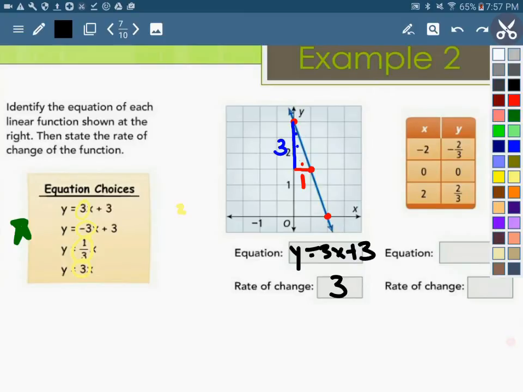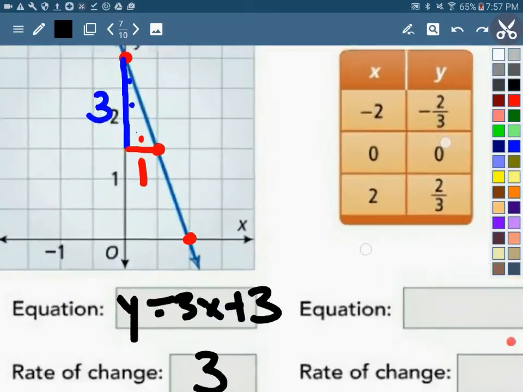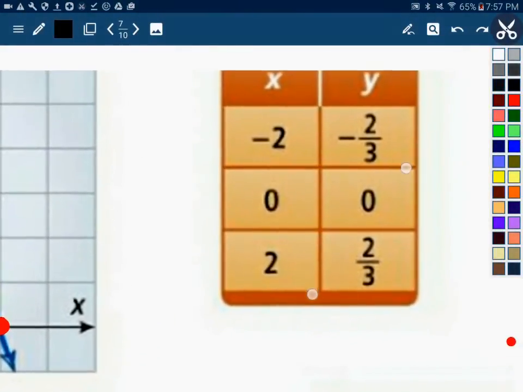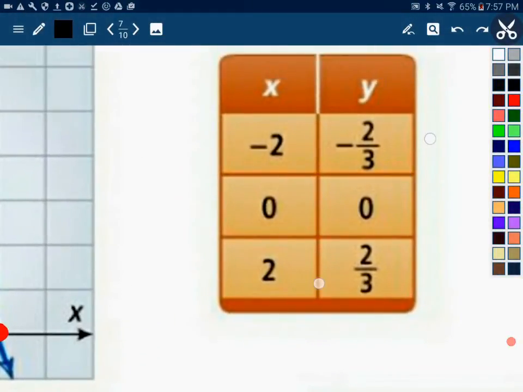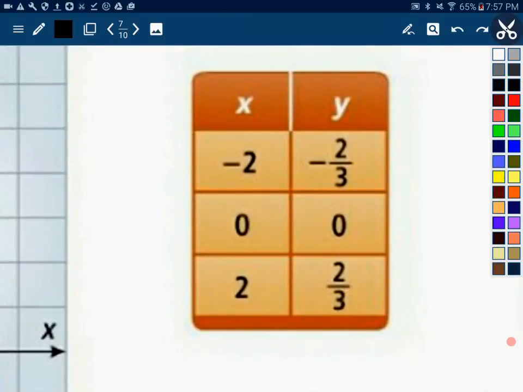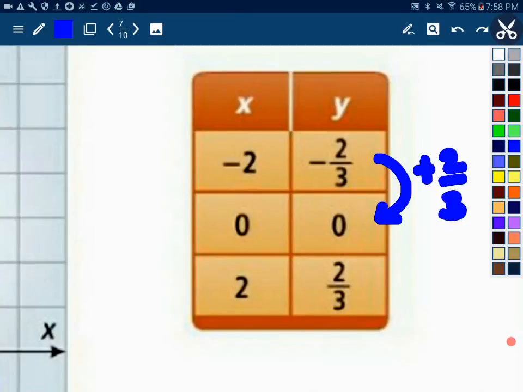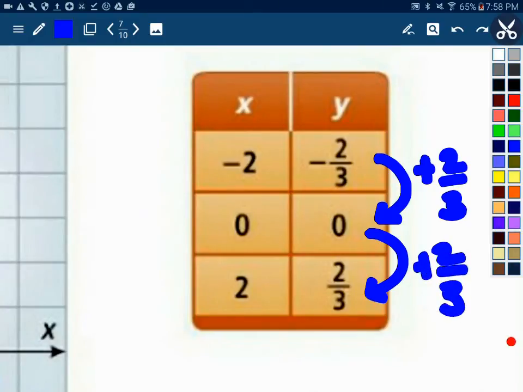Now let's try the table. When we look at the table, we need to notice how the x's are changing and how the y's are changing. Again, the slope formula, or the rate of change formula, is the change in y over the change in x. Well, let's try to see how the y's are changing. From this point to this point, we had to add 2/3. From this point to this point, we had to add another 2/3. So it seems like the y's are changing by a positive 2/3.